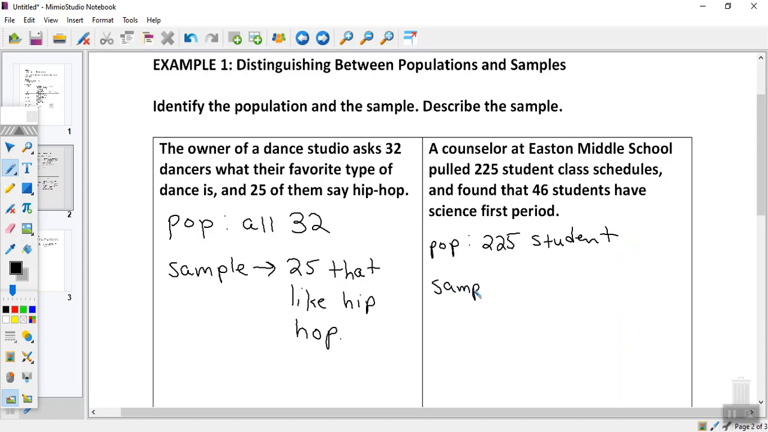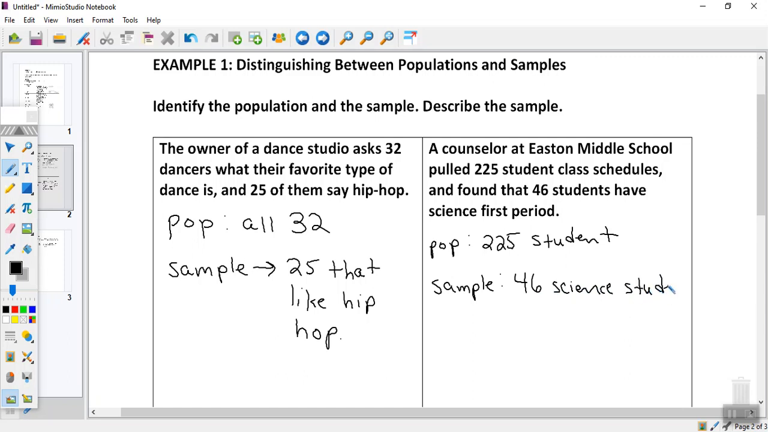Friends, what is the sample then? 46. 46 students. How do we describe that? That has science. Can I call it 46 science students then as the sample there? Because aren't 46 students part of the whole 225 schedules? Okay, so 46, what do you want to say here, kids? Science students?